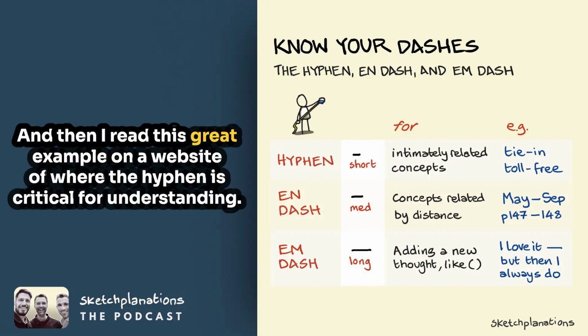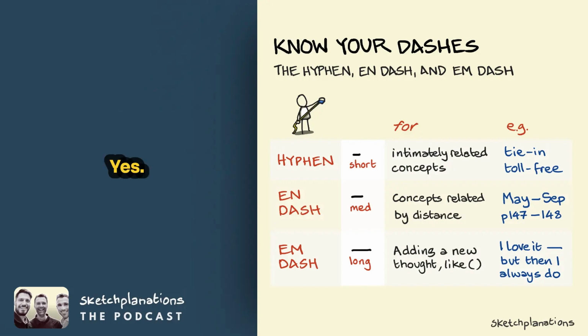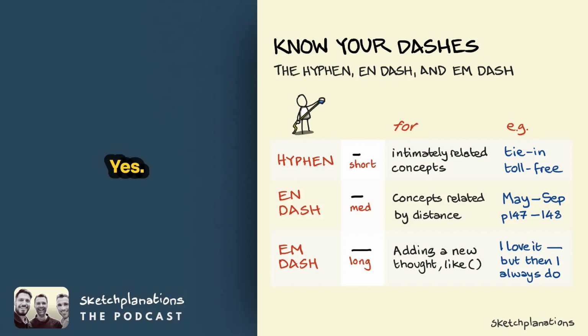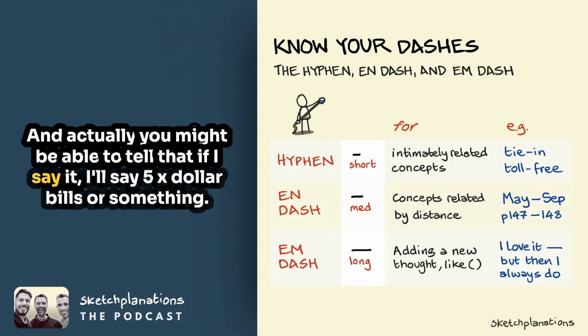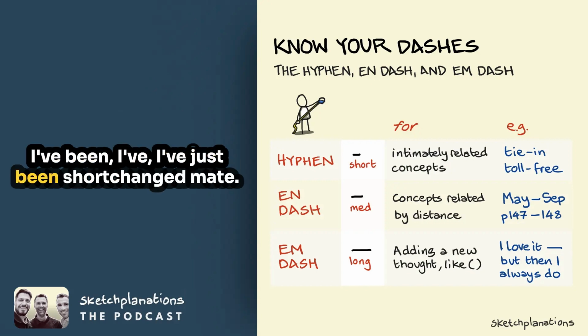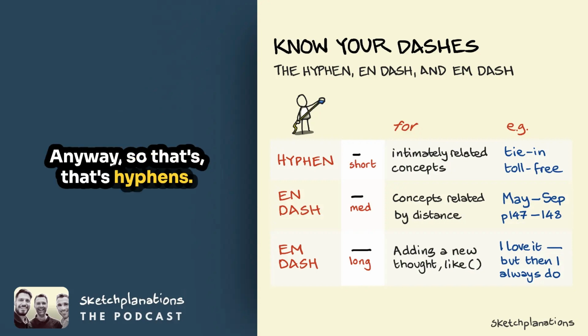And then I read this great example on a website of where the hyphen is critical for understanding. So if I say $5 bills. Yes, bang, great. You don't know if it's a $5 bill or it's $5 bills. Yes. And actually you might be able to tell that if I say it, I'll say $5 bills or something, or I'll say $5 bills. But if I just write it, I don't know what you're talking about. I've just been shortchanged, mate. Yeah, exactly. Anyway, so that's hyphens.